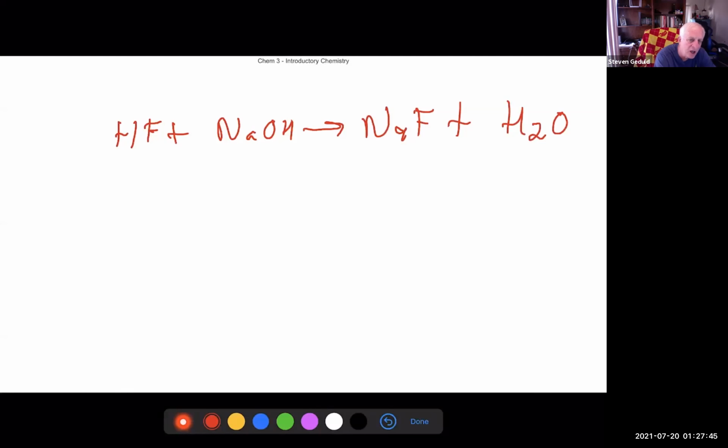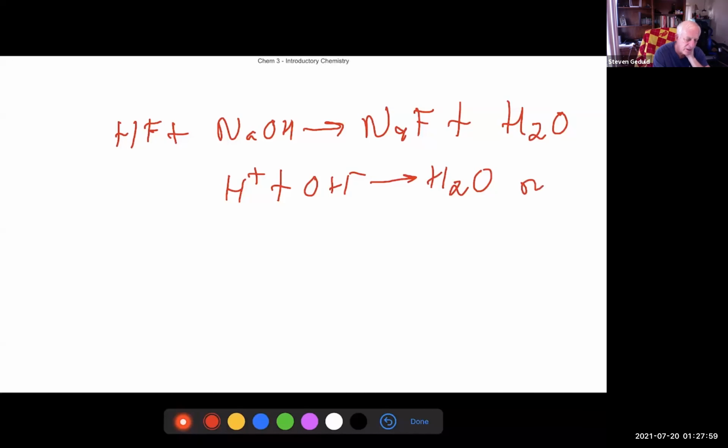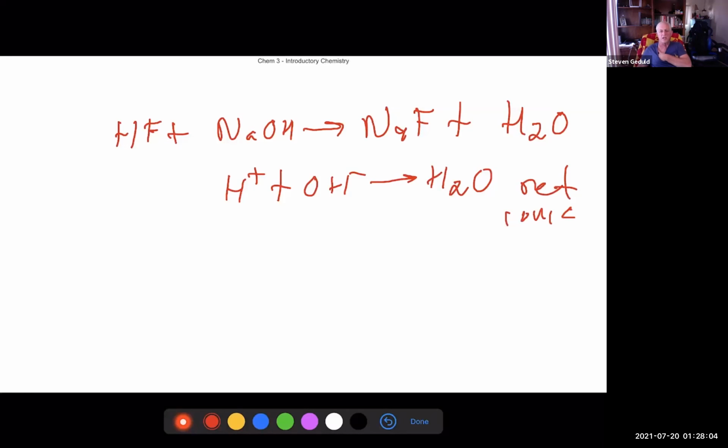Your net ionic equation is always going to be H plus plus OH minus goes to H2O, because the salts are soluble in water, so your spectator ions cancel out. So this is always going to be your net ionic equation for a neutralization reaction. That's what we call a neutralization reaction, because the H plus and the OH minus go to water. And like I said, we've done those before.